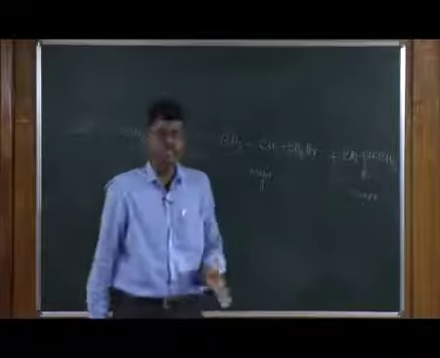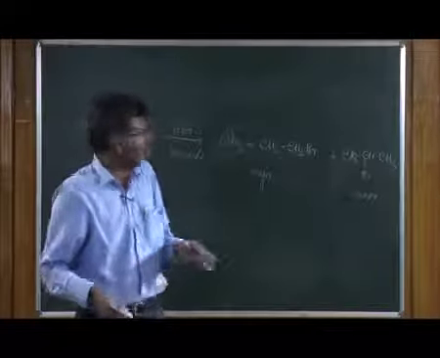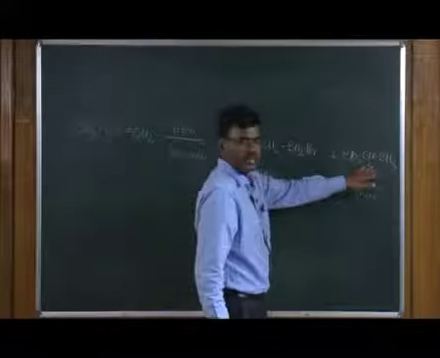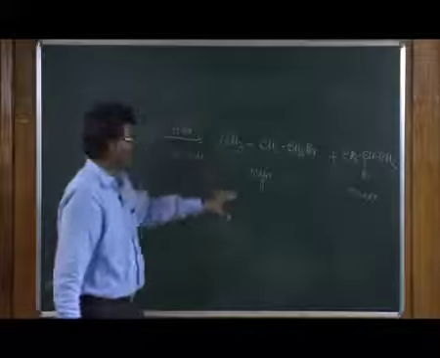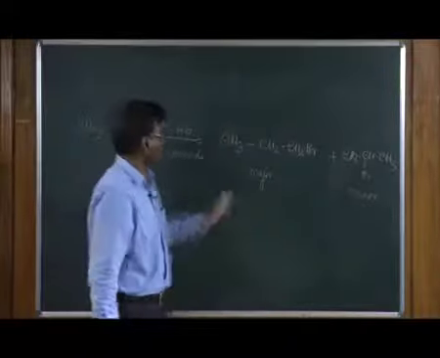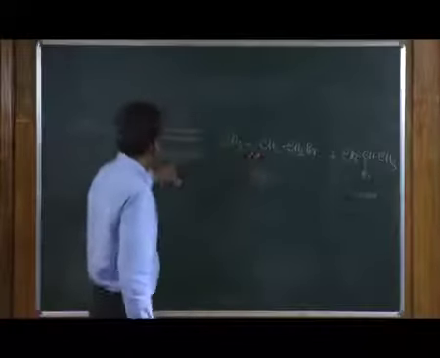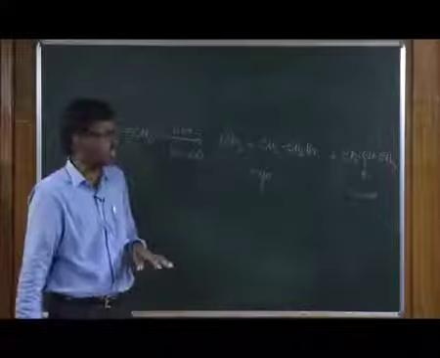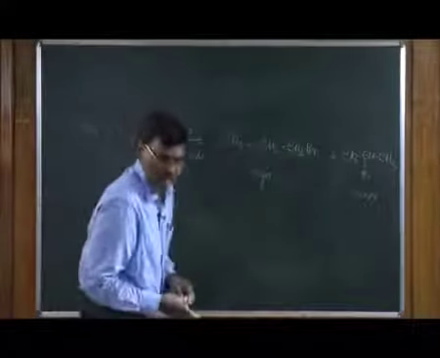We have just seen the case of electrophilic addition reaction, where this is always the major product. However, when you carry out the reaction in the presence of peroxide, this is going to be the major product and this is going to be the minor product. This is called the anti-Markovnikov product. Now, let us look at the mechanism.